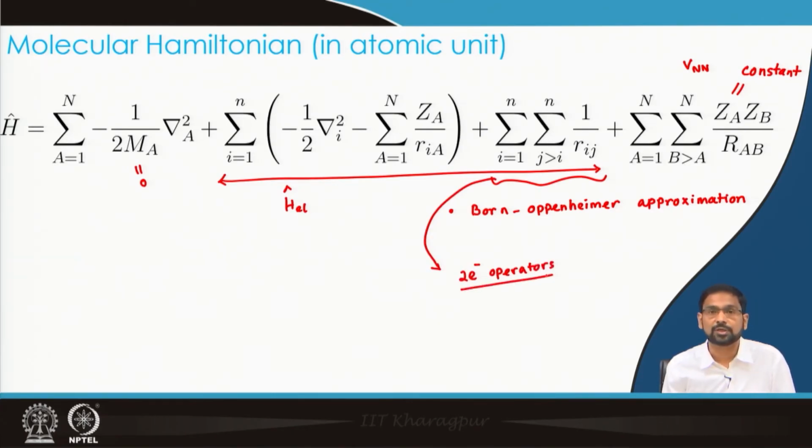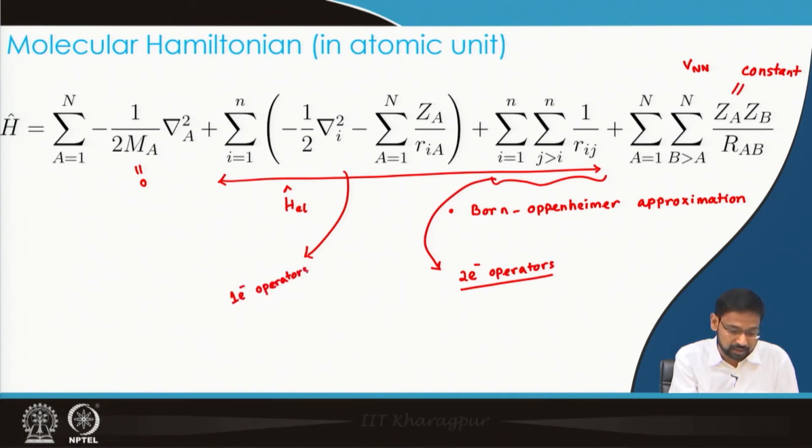These two-electron operators create trouble in getting the exact solution of the Hamiltonian operator. As long as I have a system which depends only on one-electron operators, I can solve such problems. But the moment I have electron-electron interactions, that means two-electron operators coming into the picture, I fail to solve the problem exactly through quantum mechanics.